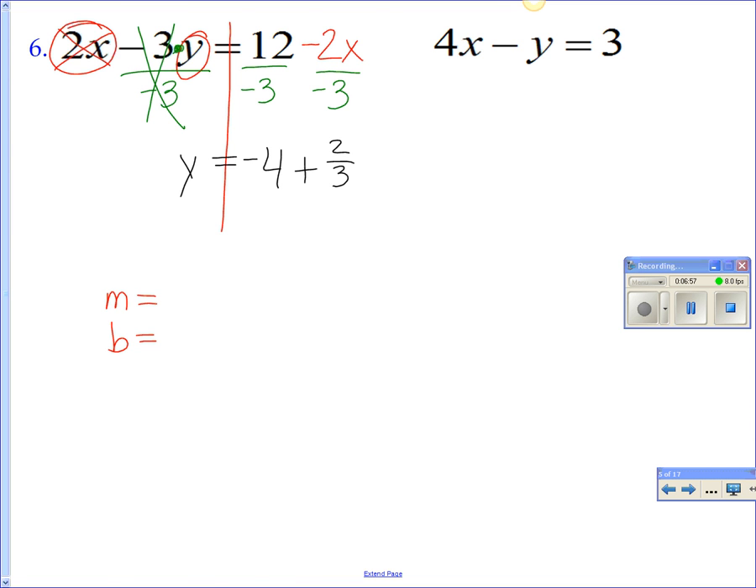So 2 over 3. What goes beside of it? X. Okay. Now, remember, it doesn't matter what order it's written in. M is my slope, and M is always with the what? X. Very good. So M is 2 over 3. M is the number that's beside the X. Whatever number's beside the X is your M. So what would my B be? -4. So write that down. M equals 2 over 3, and B is -4.